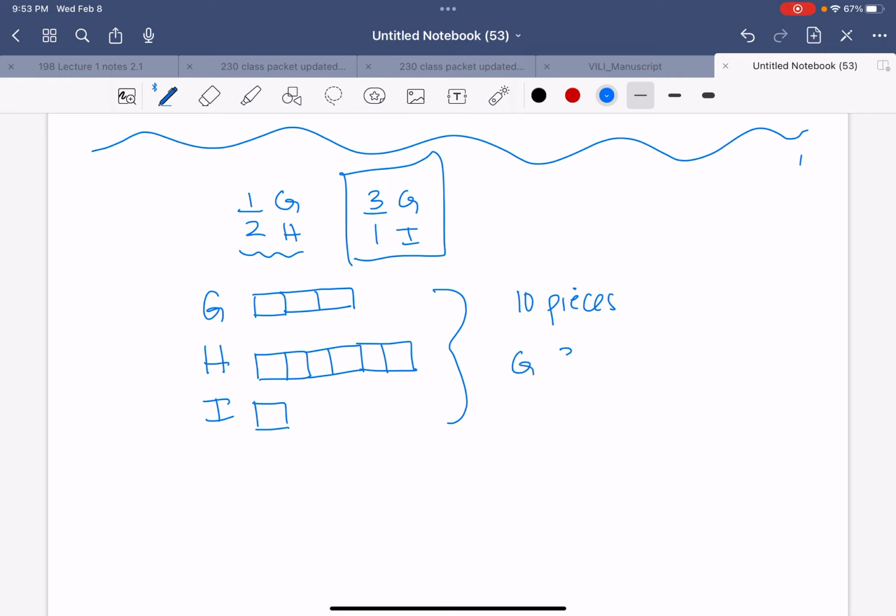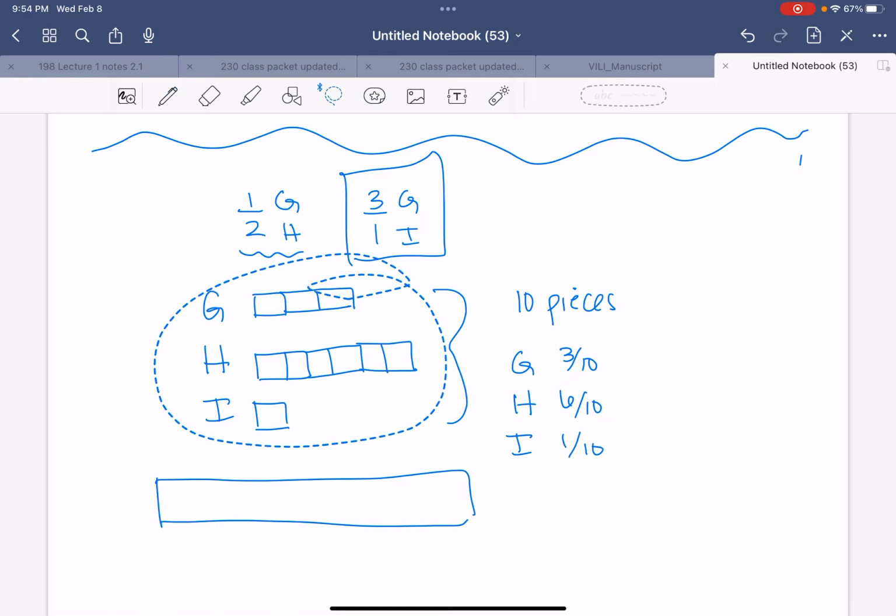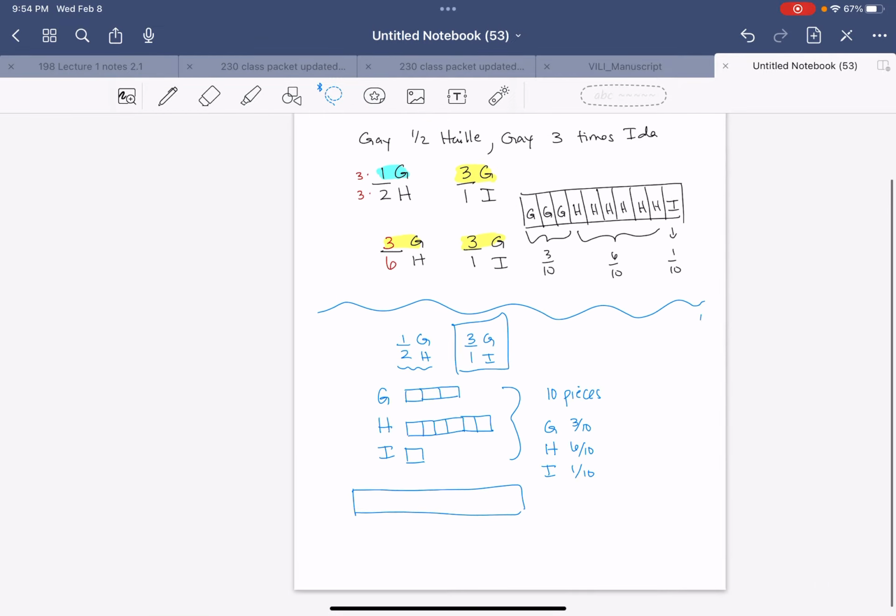So Gay has 3 out of 10. Haley has 6 out of 10. And Ida has 1 out of 10. And if you want to bring it back together as one big chocolate bar, and do it like we did the last one, you could. But this picture right here is good enough for me. That constitutes a drawing in my world. Okay, so either of those two strategies should work for you.